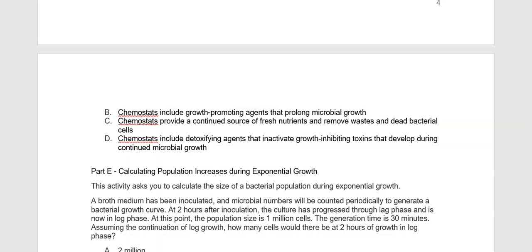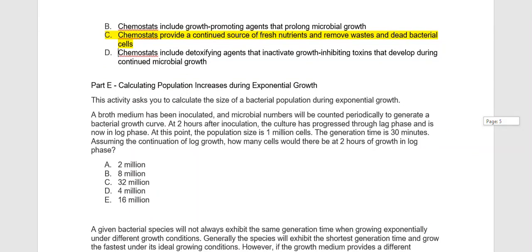So letter C, chemostats provide a continuous source of fresh nutrients. Okay, we like that. And remove waste and dead bacterial cells. Bingo. Those are two of the things that we said need to be addressed in order for chemostats to effectively keep this microorganism's population in a logarithmic expansion or continuous growth. And then let's just look at D to see what that says. Chemostats include detoxifying agents that inactivate growth inhibiting toxins that develop during continued microbial growth. Well, that's just addressing one aspect of it, the waste. We still need continuous fresh nutrients coming in.